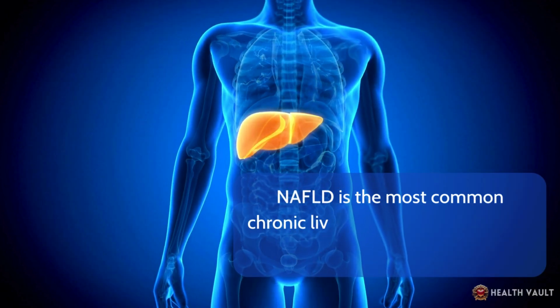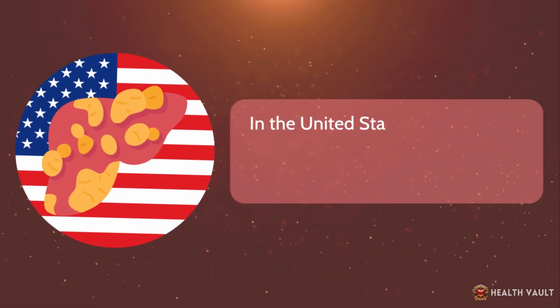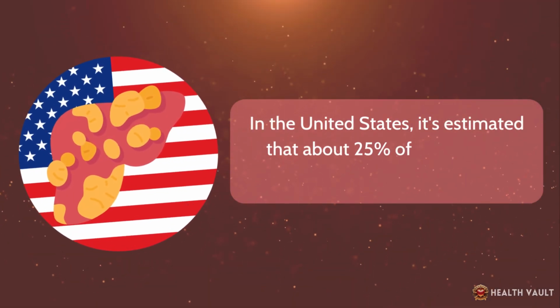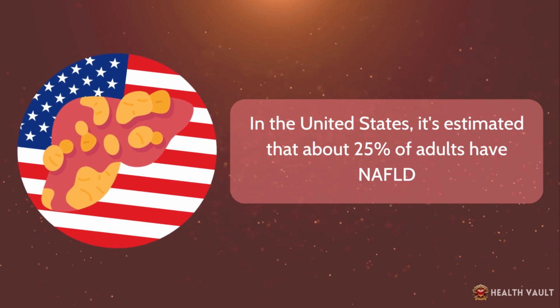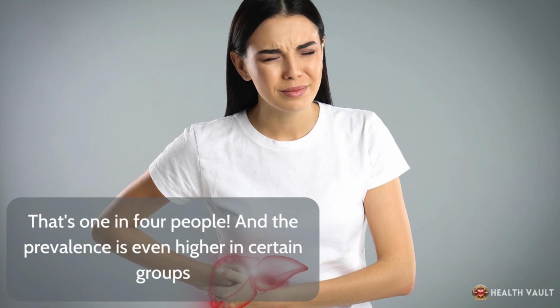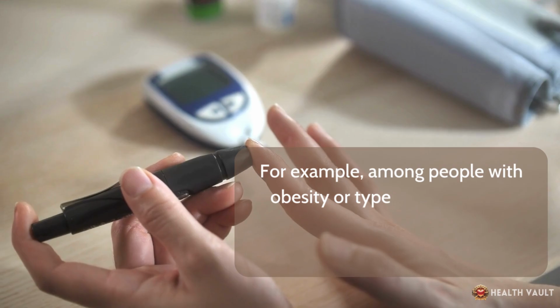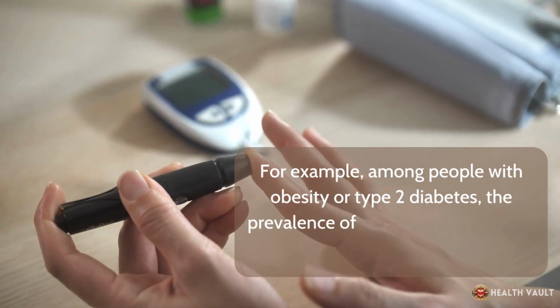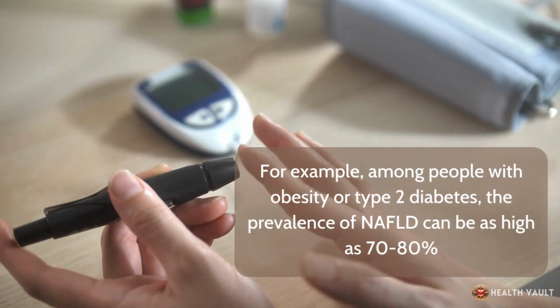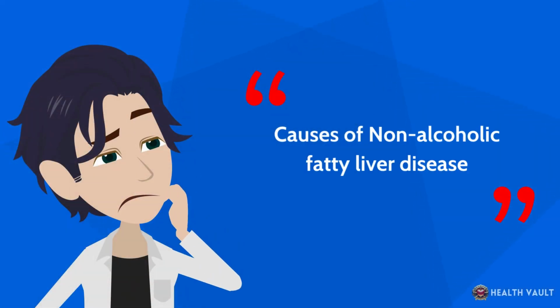NAFLD is the most common chronic liver condition in developed countries. In the United States, it's estimated that about 25% of adults have NAFLD. That's 1 in 4 people, and the prevalence is even higher in certain groups. For example, among people with obesity or type 2 diabetes, the prevalence of NAFLD can be as high as 70 to 80%.